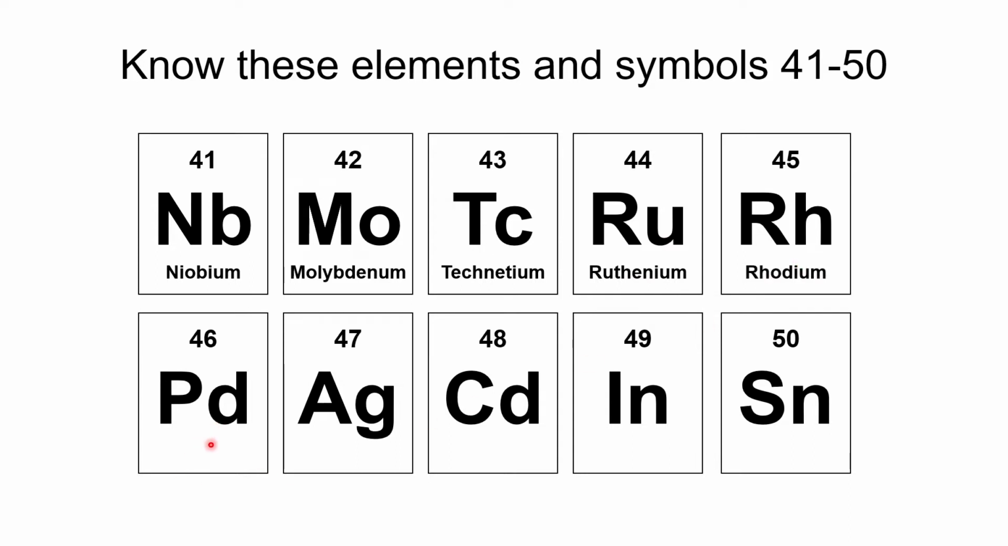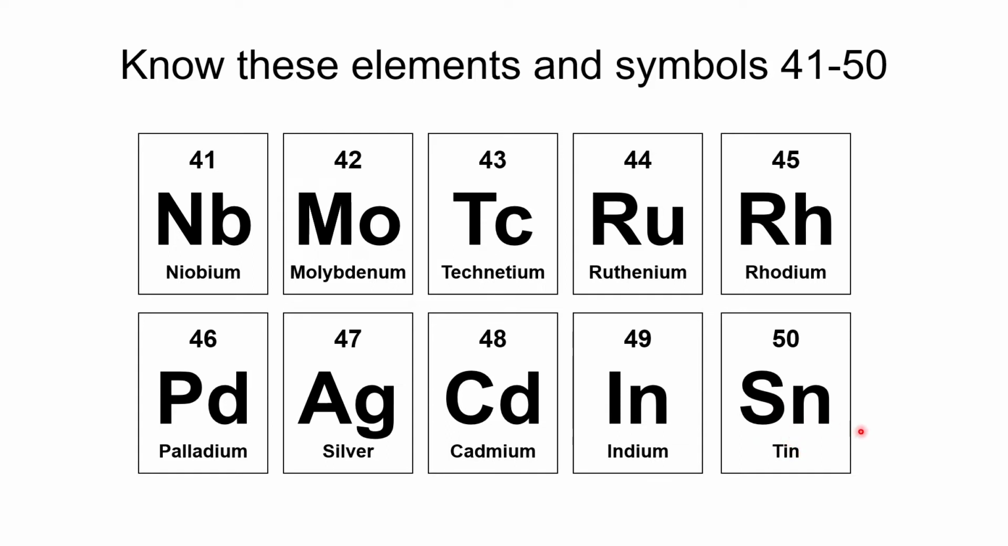Pd you probably have heard of. It is palladium. Ag is a common semi-precious metal, silver. Cd is a heavy metal. It is cadmium. In is called indium, and then the next one, Sn. The Sn comes from the Latin name stannum, but the English name for this is tin.